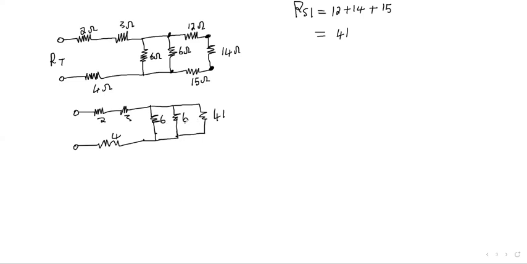Let me verify how they are connected. They are connected at 2 points, both of them. So the type of connection here is parallel connection. Since this is the first time calculating a parallel connection, RP1 is going to be equal to the inverse of 1 over 6 plus 1 over 6 plus 1 over 41.